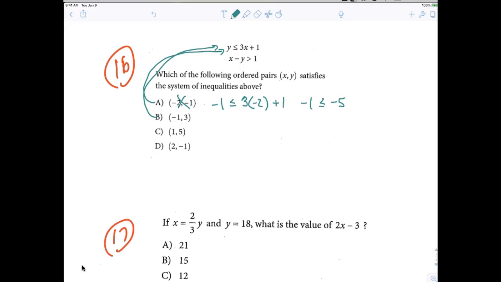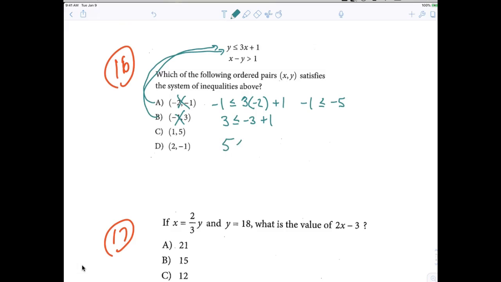Then I just move into B. When I put in B, 3 is less than or equal to -3 plus 1. Is 3 less than -3 plus 1? No, so I can cross that one out. Now I'm going on to C.